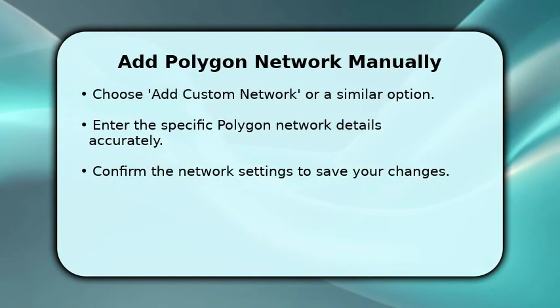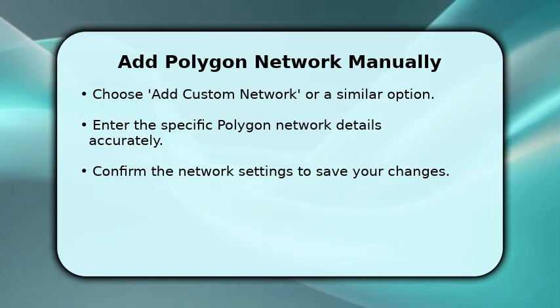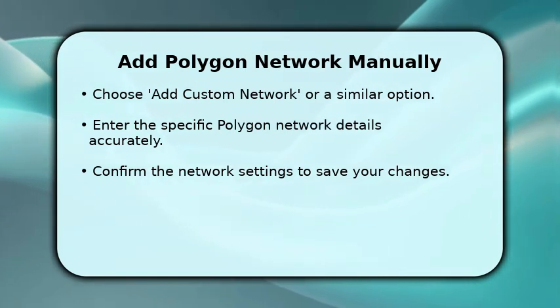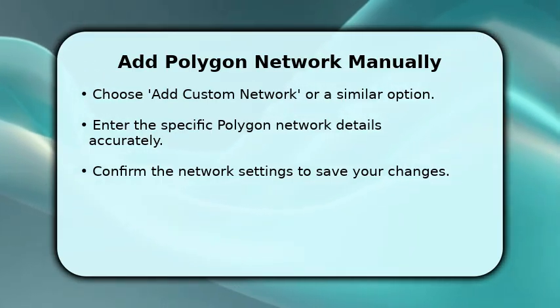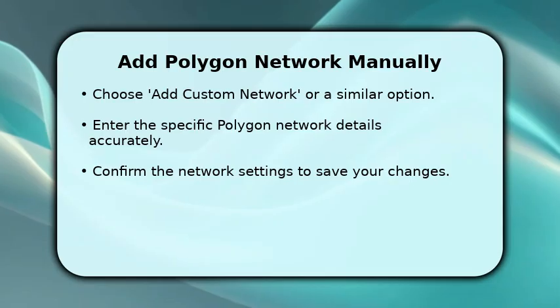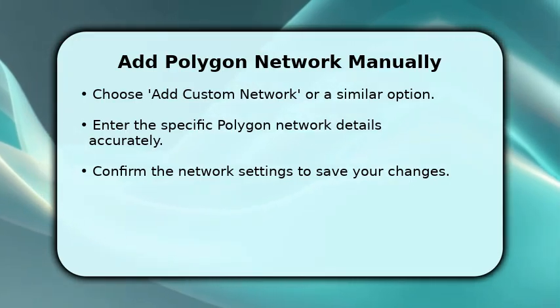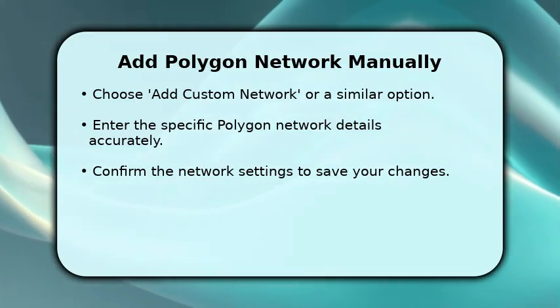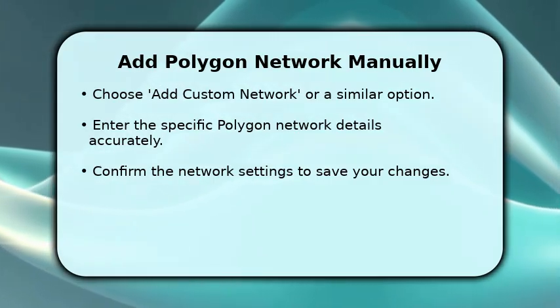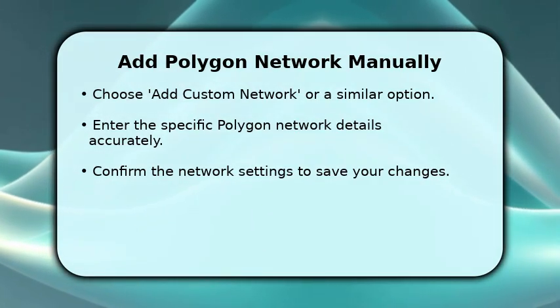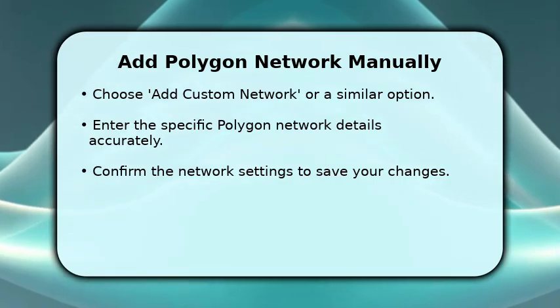Now, you'll need to add the Polygon network details. Select the Add Custom Network option. You will then input the required information such as the network name, RPC URL, chain ID, symbol, and Block Explorer URL. It's important to ensure these details are correct to avoid connection issues. Once all fields are filled, confirm and save your new network settings within Trust Wallet.